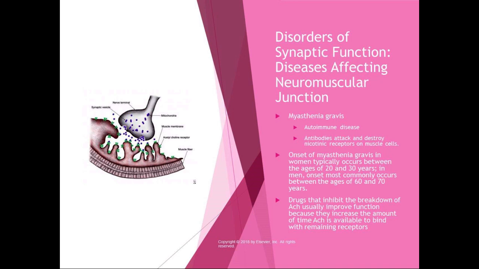Usually, myasthenia gravis is treated with drugs that inhibit the breakdown of acetylcholine to improve function because they increase the amount of time that acetylcholine is available to bind with the remaining receptors. So they're sort of like, I talked about the selective serotonin reuptake inhibitors. They're sort of like acetylcholine reuptake inhibitors. So it just causes the acetylcholine to stay longer in the synaptic cleft. And so it's available to bind with the remaining receptors.